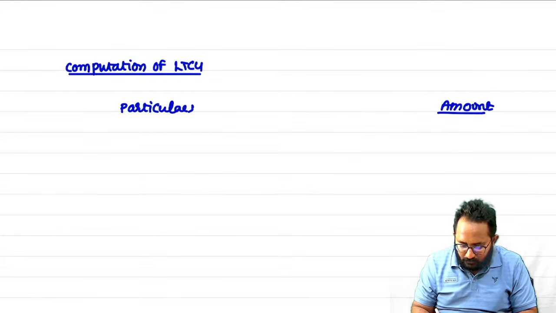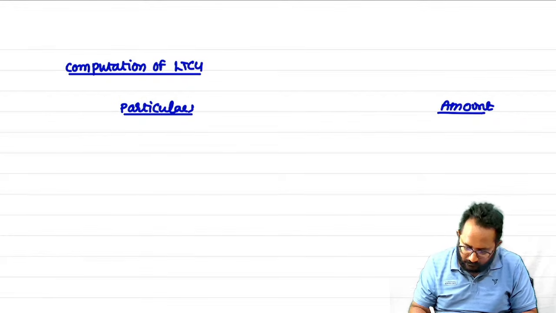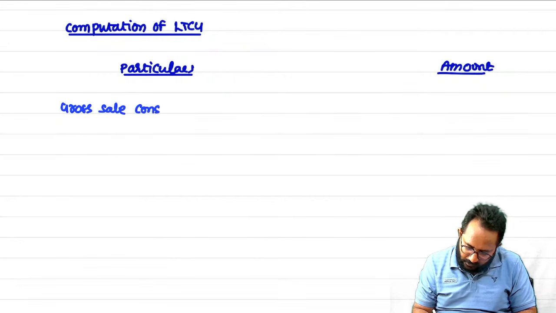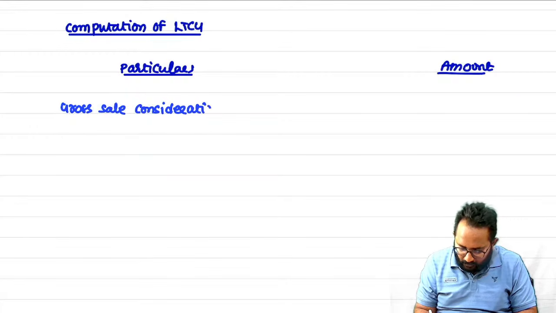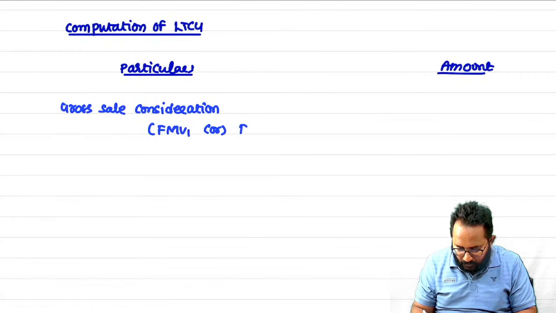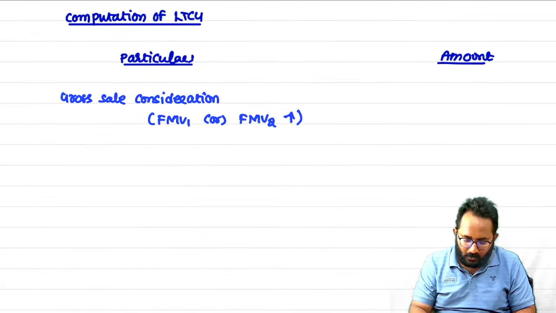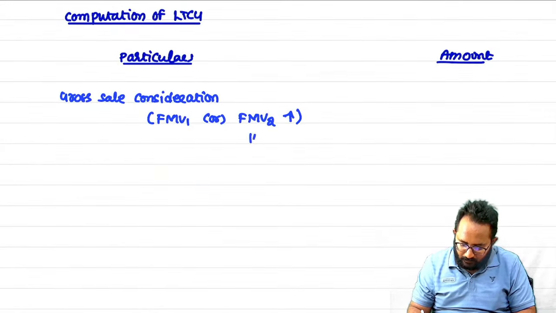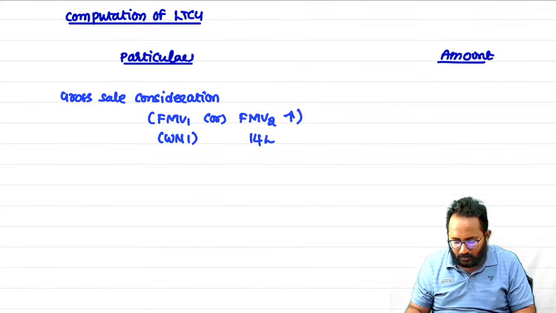Particulars and amount. So first we have to take the gross sale consideration, right? Please tell me, does gross sale consideration mean FMV1 or FMV2? Yes, whichever is higher. FMV2 we know already. How much is FMV2? Please check the question. 14 lakh. But I have to calculate the FMV1 by using working note number 1. Shall we calculate? Okay.